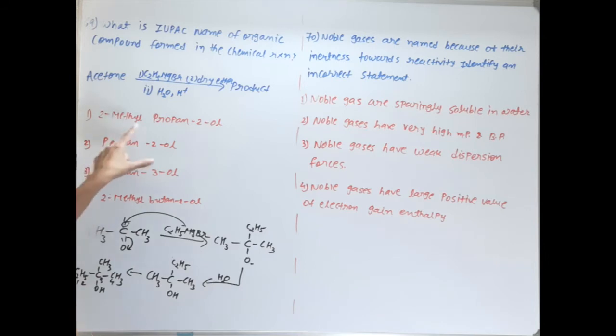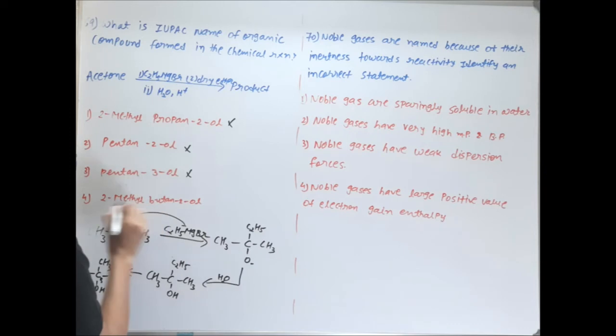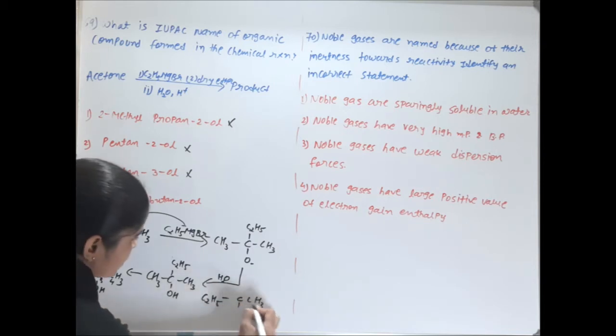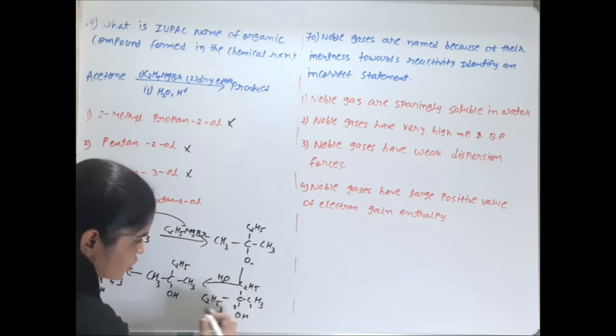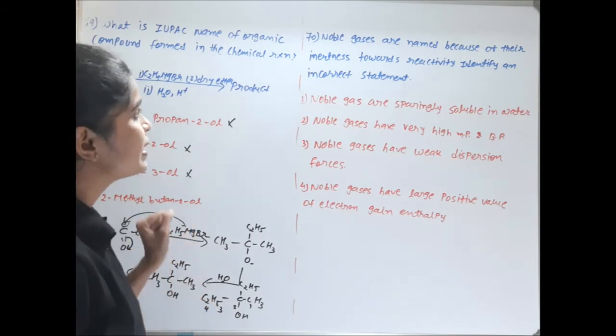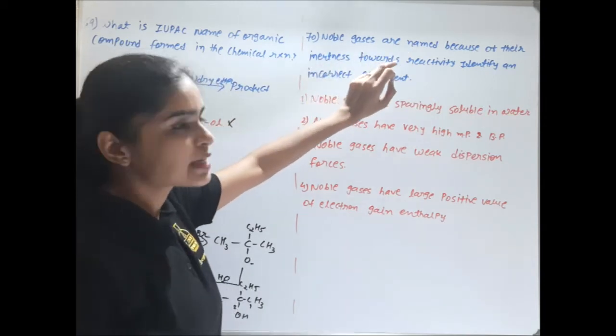So in this case, propan-2-ol is cancelled, pentane is cancelled, and 2-methylbutan-2-ol is right. Numbering from the lowest locant, we have C2H5, C, CH3, CH3 and OH, with carbons 1, 2, 3 and 4. So this is 2-methyl-2-butanol.